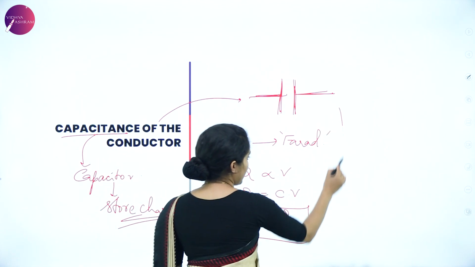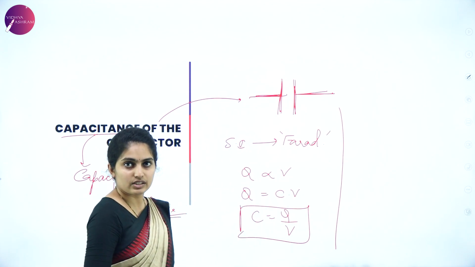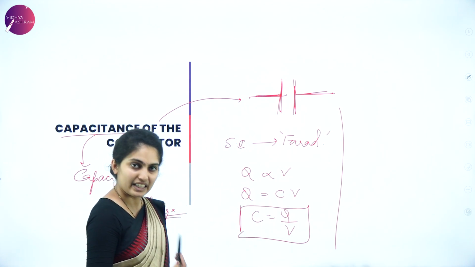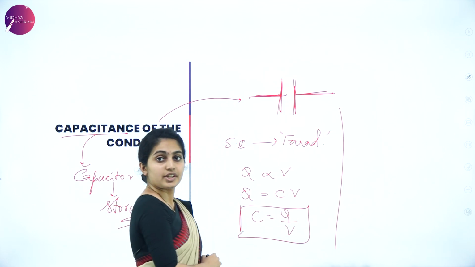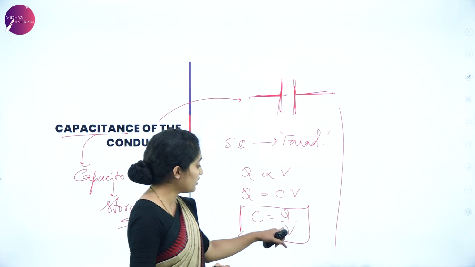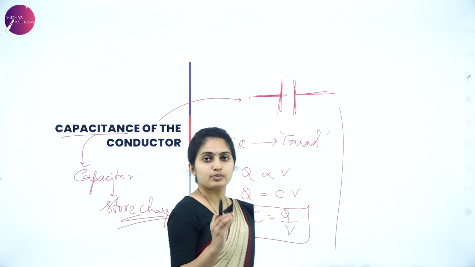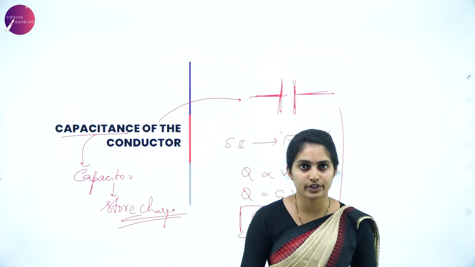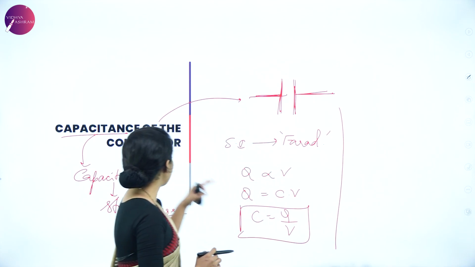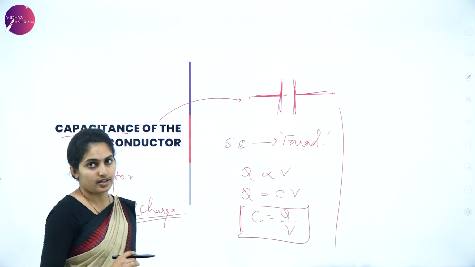So how do you define the capacitance of a conductor? It is said to be 1 farad if 1 coulomb of charge is required to raise the potential by 1 volt. Potential is given in the SI unit known as volt. So that is how exactly you define the capacitance of a conductor.